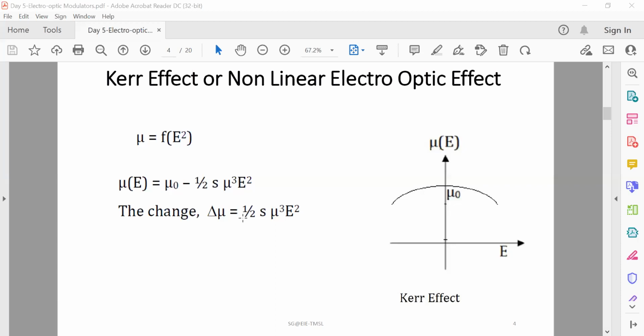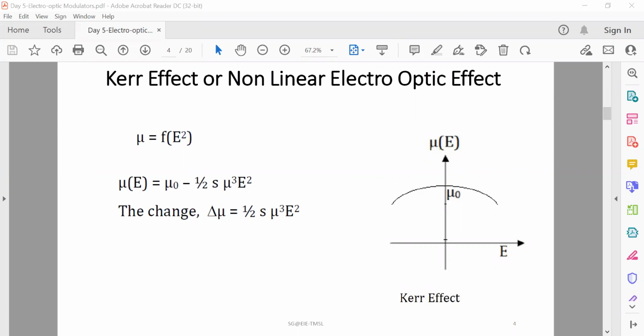Now this Kerr effect is very weak compared to the Pockels effect. Some highly transparent crystals show the Kerr effect, but with a smaller Kerr constant, this S will be very small. Also some polar liquids such as nitrotoluene or nitrobenzene show appreciable Kerr value.